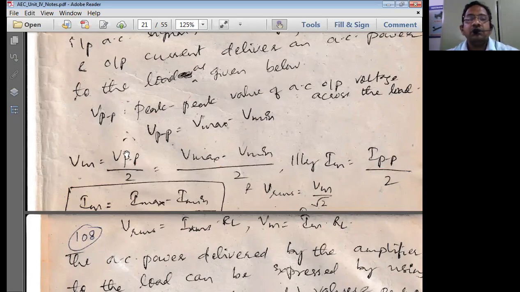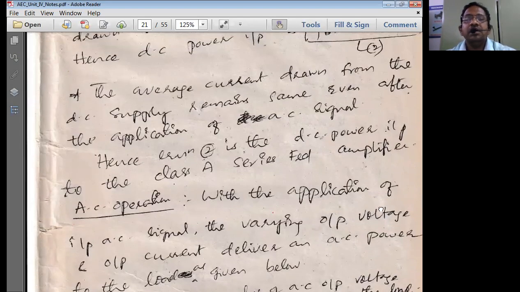So now we have two important things called V peak to peak and VM for doing problems. What is VM? VM is nothing but V peak to peak by 2. Okay, I think you are understanding this. V peak to peak is, if you take a sine wave, the maximum voltage minus the minimum voltage, and half of that is nothing but VM.